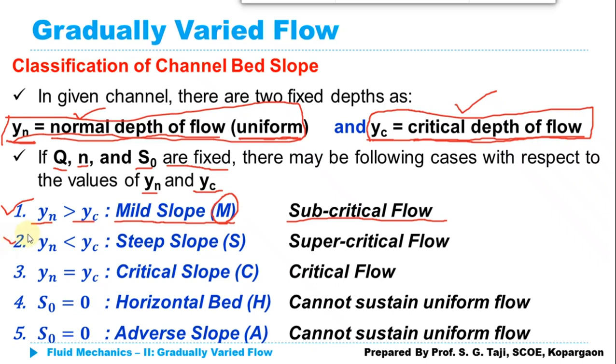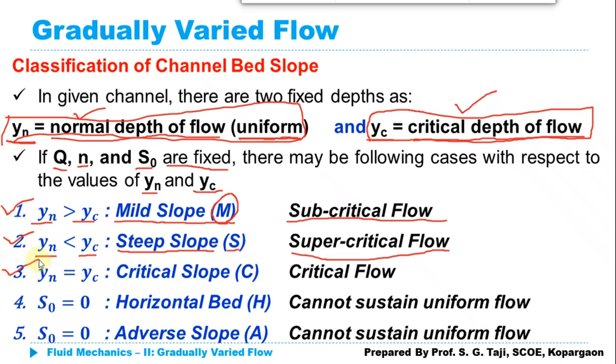In the second case, yn may be less than yc. That means our depth of flow is less than the critical depth, which is the condition of supercritical flow. When the flow is supercritical, when yn is less than yc, the slope of the channel is said to be a steep slope, which is designated by capital S.